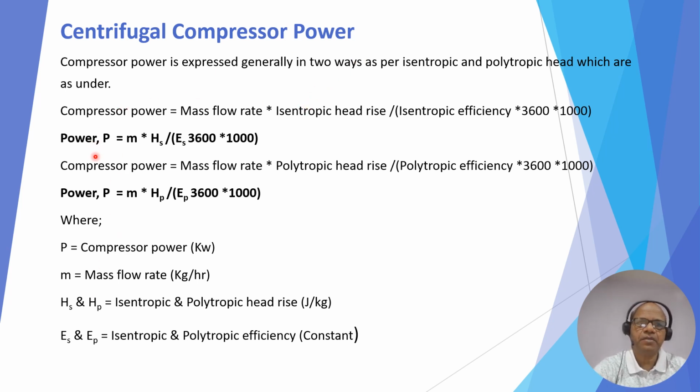Centrifugal compressor power is expressed as mass flow rate into isentropic head rise divided by isentropic efficiency into 3600 into 1000. In terms of polytropic, we can write mass flow rate into polytropic head rise divided by polytropic efficiency into 3600 into 1000, where P is the power in kilowatt, M is the mass flow in kg per hour, HS/HP is the isentropic or polytropic head rise in joule per kg, and ES/EP is the isentropic or polytropic efficiency.